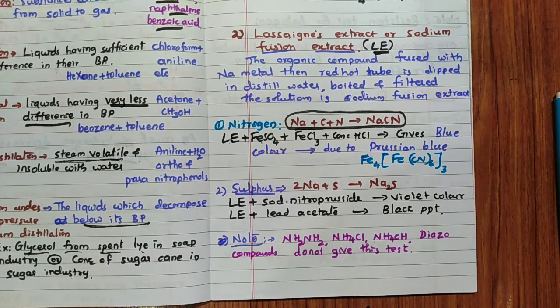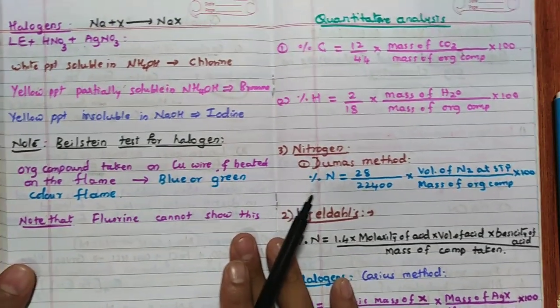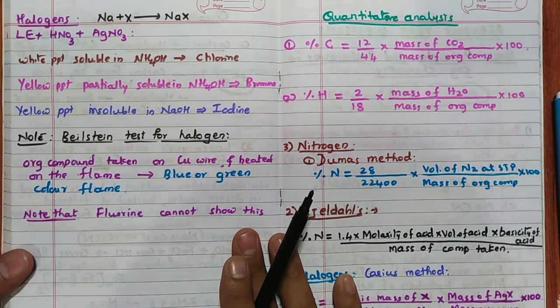And a very important note: NH2NH2, NH4Cl, NH4OH and diazo compounds do not give this test. Especially in the first three there is no carbon atom, hence there is no conversion to NaCN. And in a diazo compound, nitrogen immediately gives rise to N2 gas. Hence you cannot detect the nitrogen present in these compounds by using the Lassaigne's extract test. Remember this.